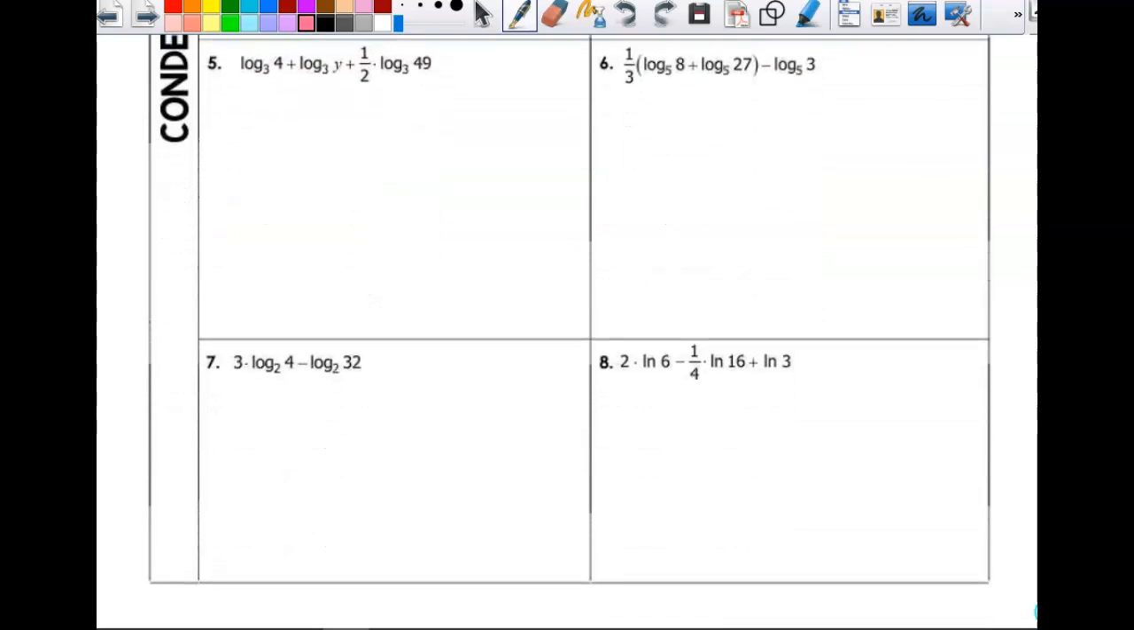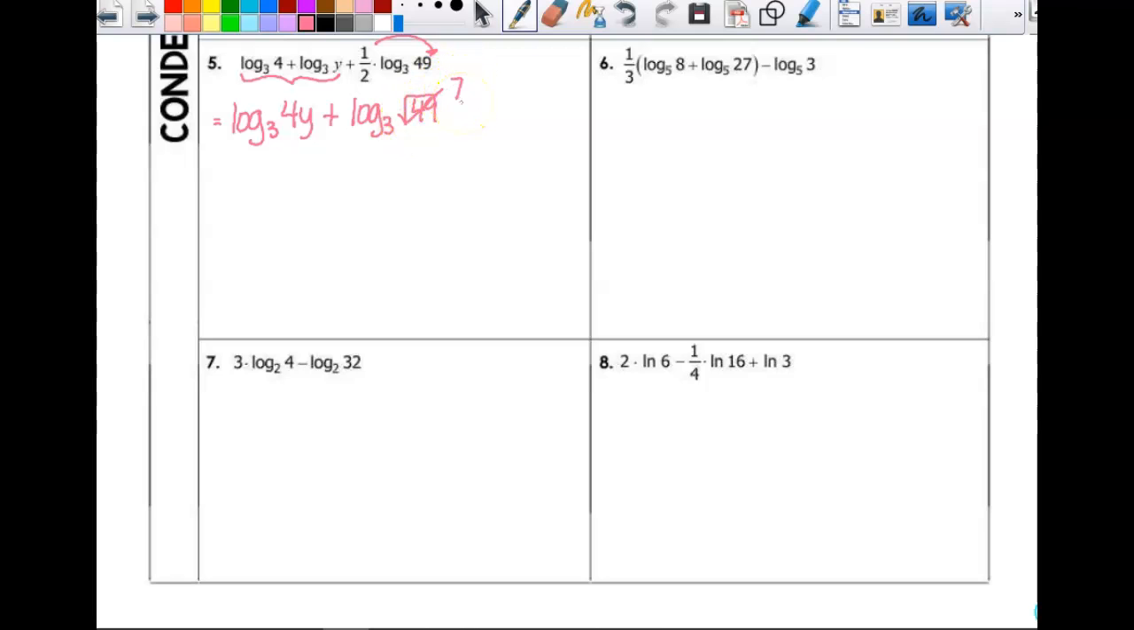Let's look at number 5. So before I start, well, actually, I can go ahead and combine these two pieces and then take care of this up here as the exponent. All right. So this log base 3 of 4 times y, plus, then this would be log base 3 of 49 to the 1/2 power. What's another way to say something to the 1/2 power? Square root. So this would be just the square root of 49. What's the square root of 49? 7.